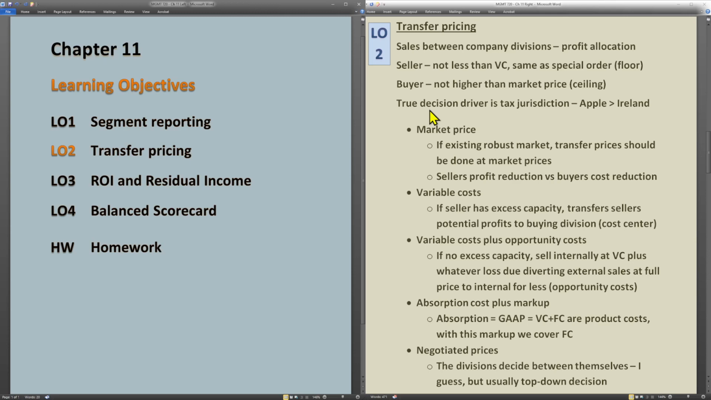Lastly, they say there are negotiated prices. Well, okay, yes, between the buying division and the selling division, maybe for small items that would be okay. Upper management might not care. But honestly, for most situations, upper management doesn't leave it to the divisions. It's usually a top-down decision, with upper management telling divisions what to do. On small products, possibly, there's probably no big deal about that. Okay, let's take a look at the next two items.